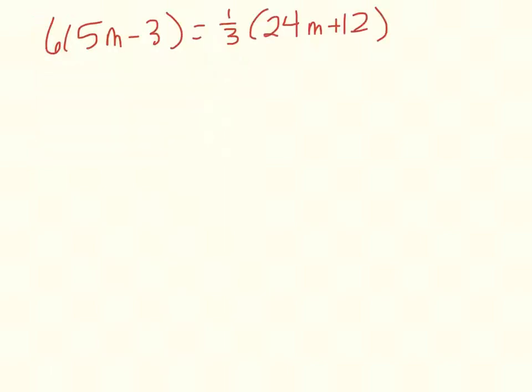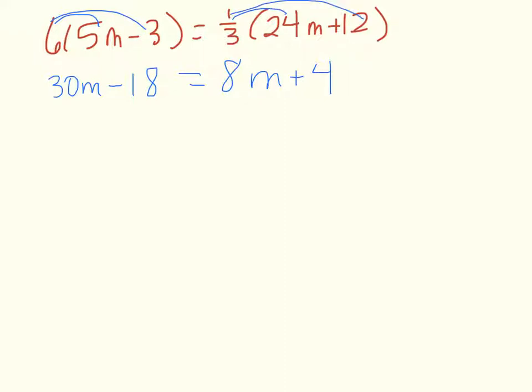Okay, let's look at another example. Now we have to get rid of those parentheses, so I'm going to distribute. 30m minus 18, distribute, distribute, equals 8m plus 4. Distribute, distribute. Don't forget, when you multiply by 1/3, it's like dividing by 3.